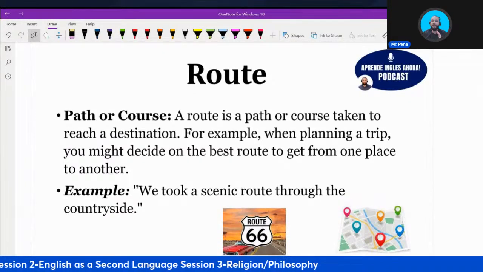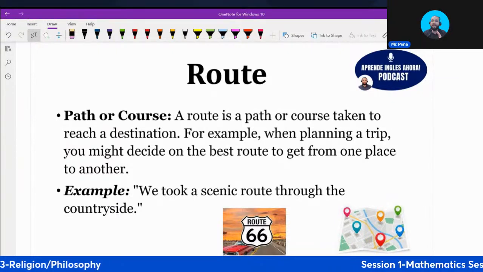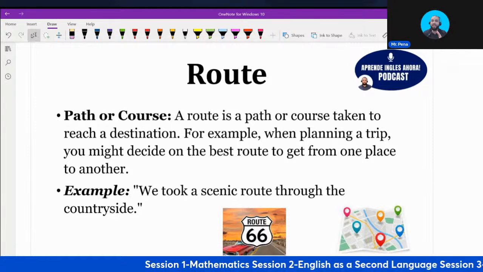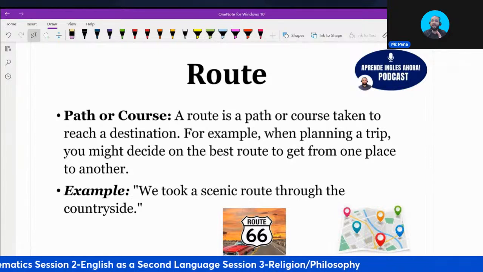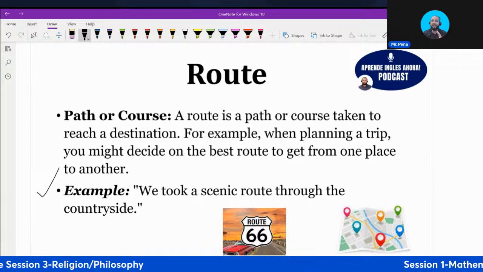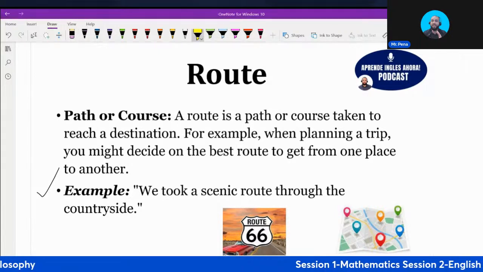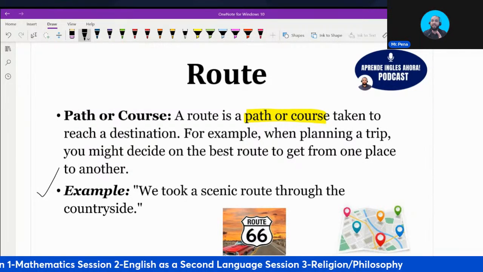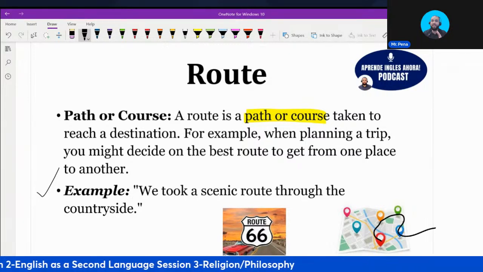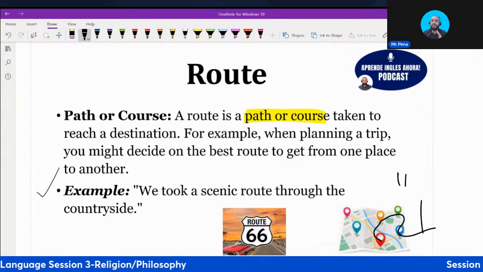A route is a path or course taken to reach a destination. For example, when planning a trip, you might decide on the best route to get from one place to another. Here's an example. We took a scenic route through the countryside. So remember that this is a path or a course. This is like a direction that we take. So we go here and then here and then here. That will be considered a route.